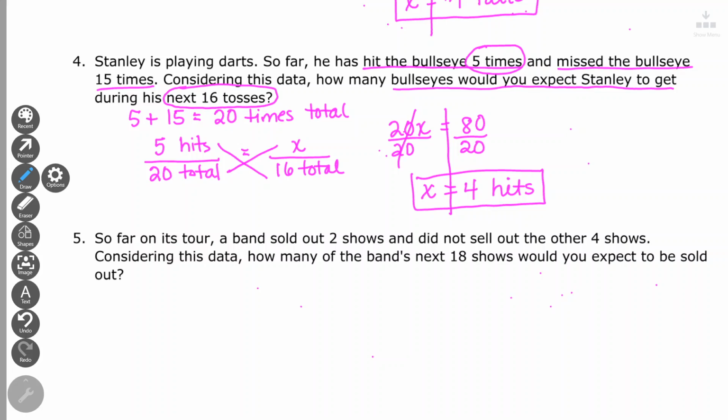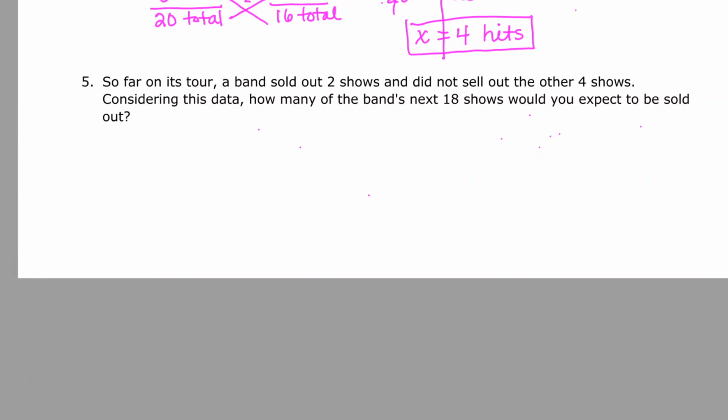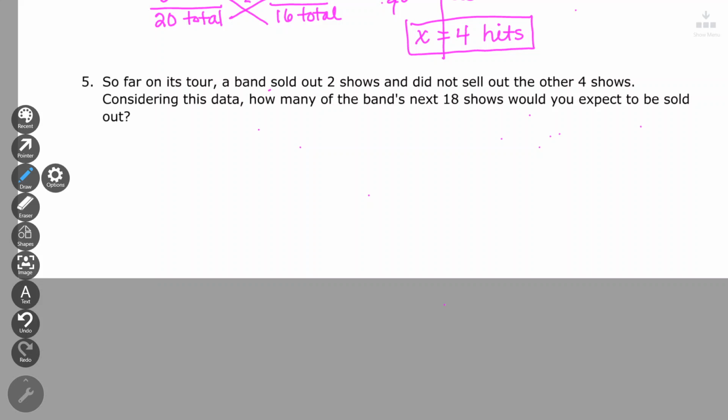All right, let's look at number 5. So far on its tour, a band sold out 2 shows and did not sell out the other 4 shows. Considering this data, how many of the band's next 18 shows would you expect to be sold out? Now, just like before in number 4, we have 2 shows that were sold out and 4 shows that did not sell out, okay? So we have to add 2 shows plus the 4 that did not sell out. So that's a total of 6 shows.